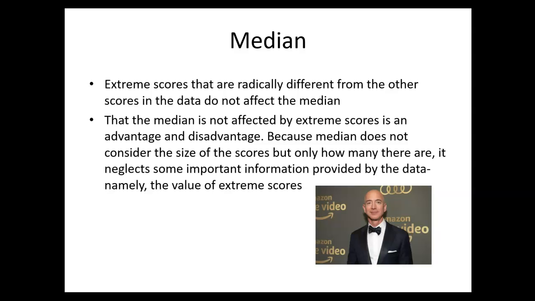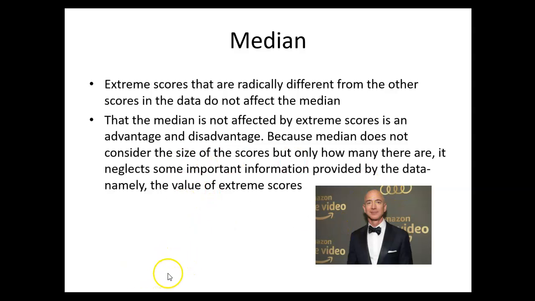With the median, extreme scores that are radically different from the other scores in the data set do not affect the median. So this might be good and it might be bad. The median not being affected by extreme scores is both an advantage and a disadvantage. Because the median does not consider the size of the score, but only how many there are, it neglects some important information provided by the data, namely the value of extreme scores.